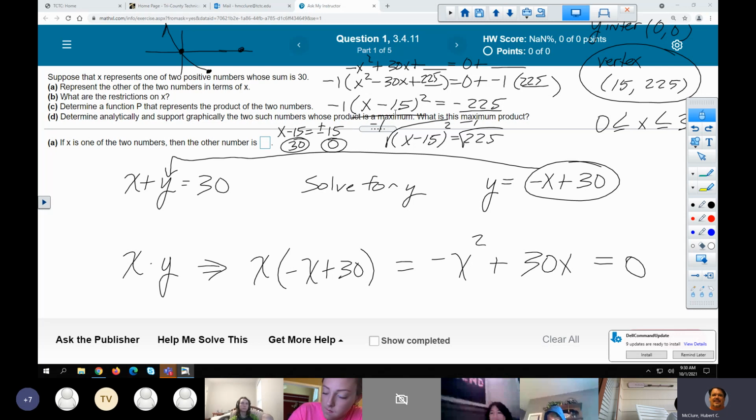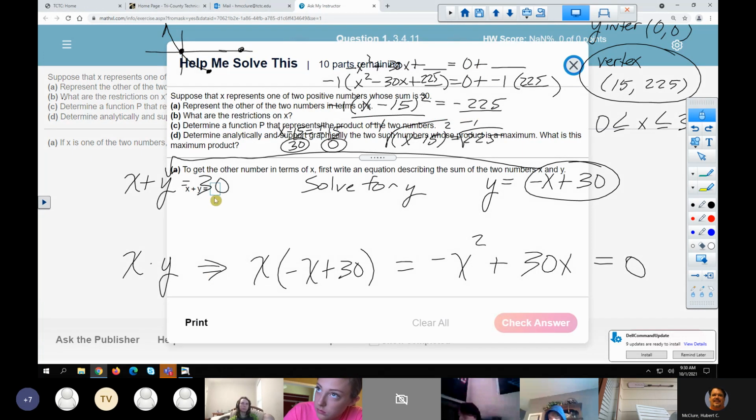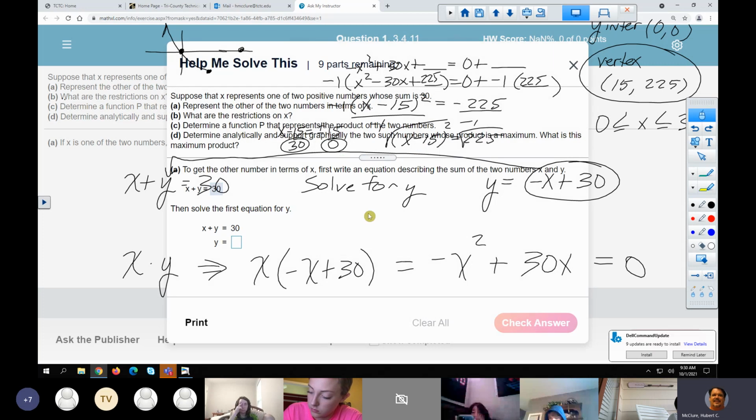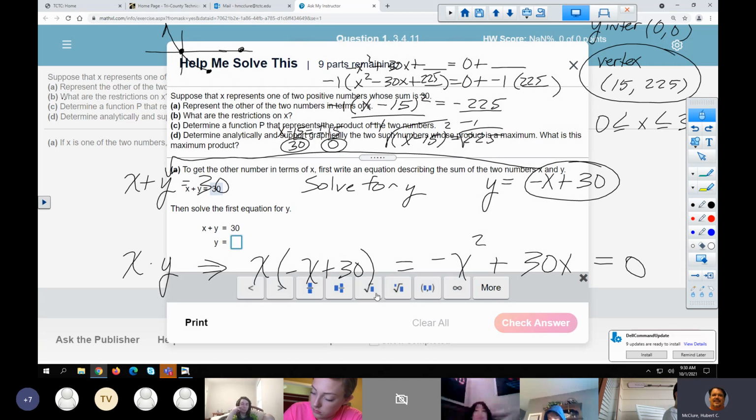The vertex. What's the vertex? Take the opposite of this, the opposite of that. But why do I have x-intercepts? I shouldn't have x-intercepts. I divide by negative. Hold on. X plus y is equal to 30. They are going around the world on this one. Negative x plus 30.